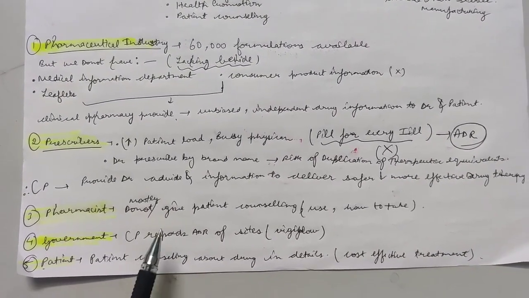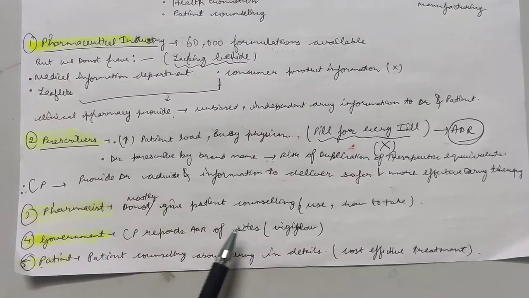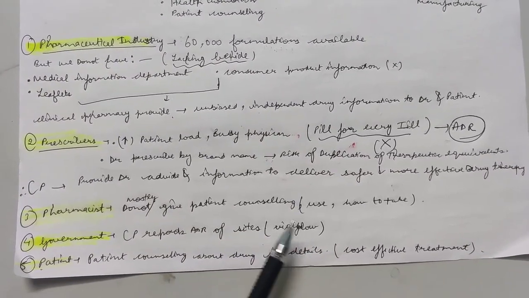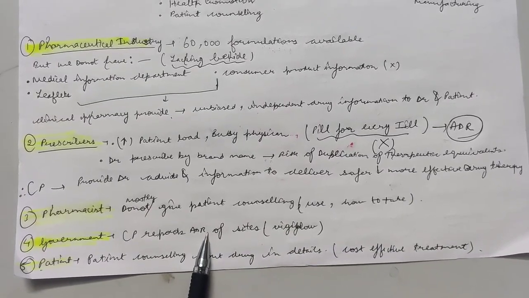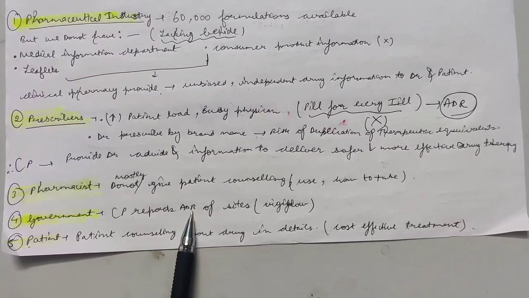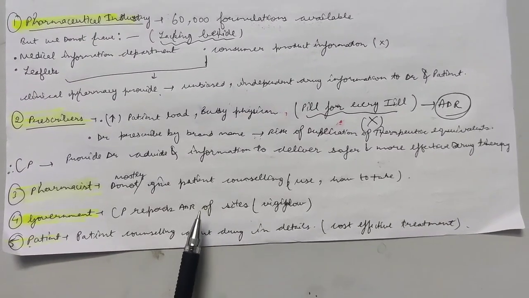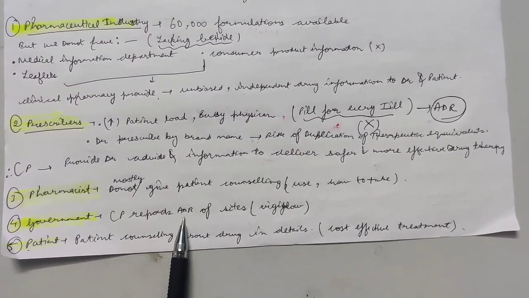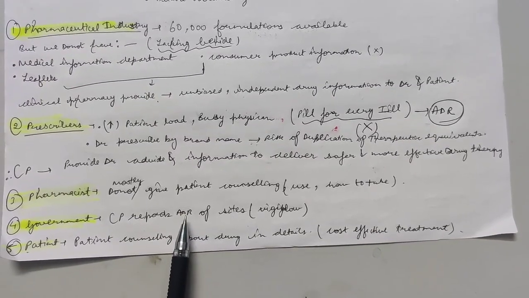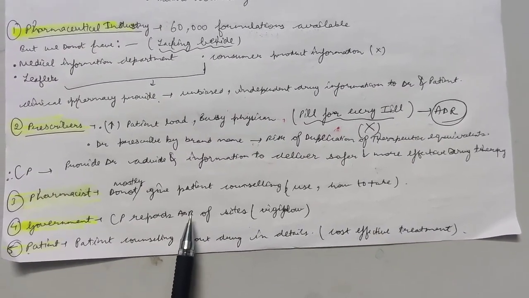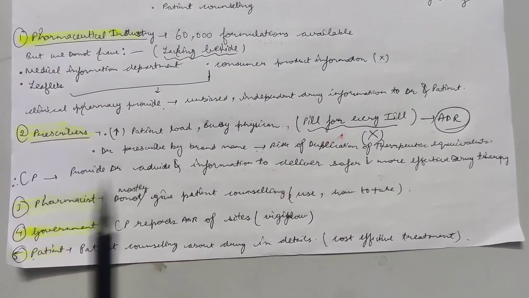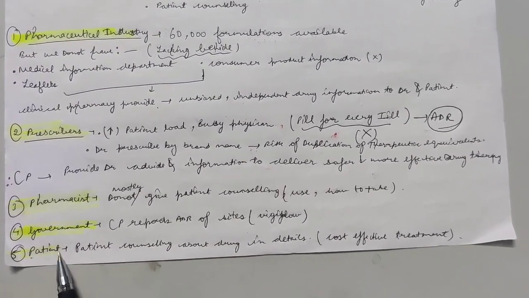Number 4 is government. The clinical pharmacist reports ADR on the government side, that is Wigiflow. It is the portal where we report the ADRs of the drugs which are causing ADRs in excess. Every company and hospital reports the ADR here. After reporting, when the drug is seen to be causing life threatening ADR or death, then that drug is banned.